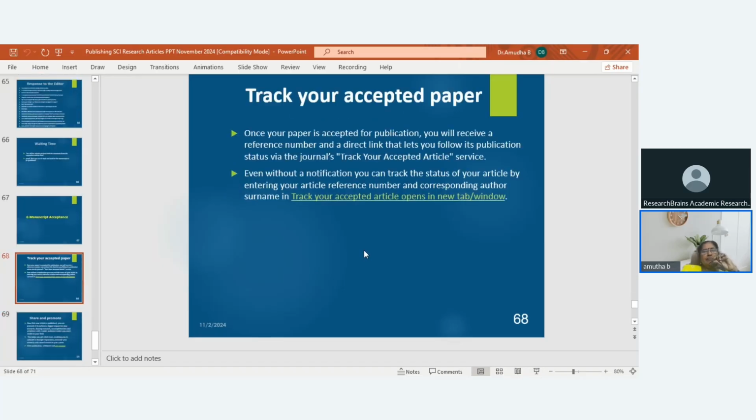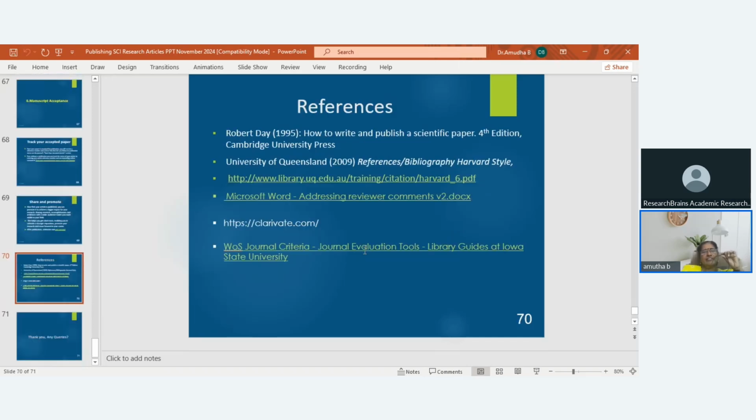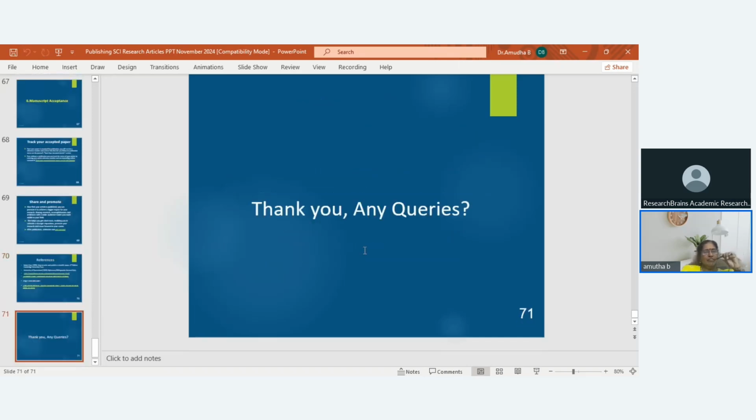Finally, manuscript acceptance. You can track your accepted paper. There are provisions in the journal page, and after it gets accepted, you can make your paper to be shared with your peer groups, and then you can promote your own paper, or else on Google Scholar it will get promoted, and the people who are in your same domain can get notified. And some of the references I have written.